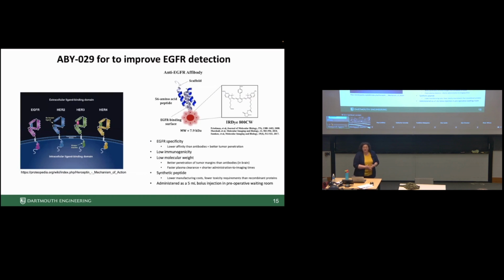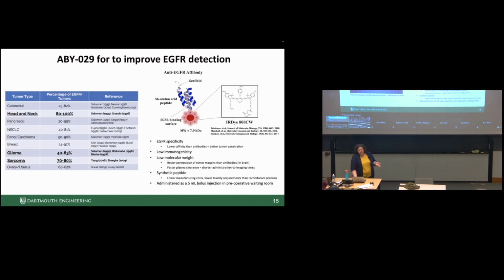And so what we've been doing for the past, I guess, probably a decade now, is using a small synthetic peptide called ABY029. It is targeted for epidermal growth factor receptor, which is an extracellular protein that is a growth factor, so it helps tumors grow and invade their surrounding area. And it's highly overexpressed in many different cancers. The highlighted ones are ones that we've studied here at Dartmouth.